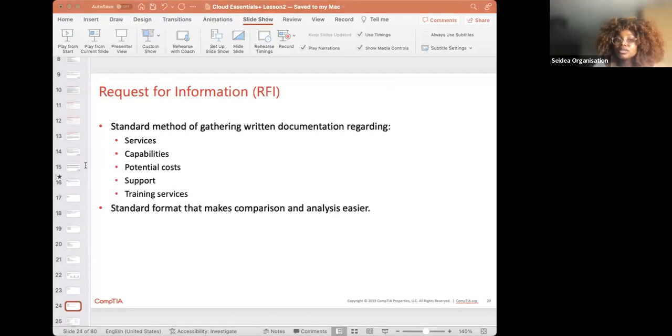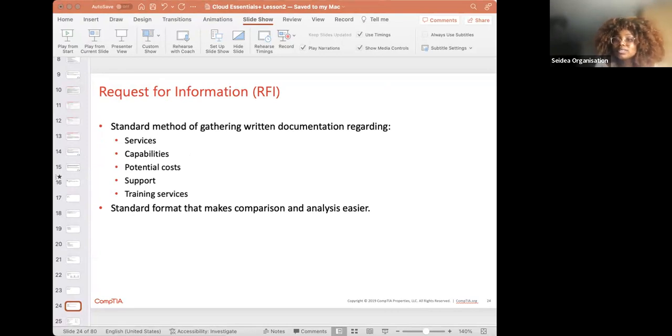So we're starting with requests for information. This is a standard method of gathering written documentation. The purpose of your request for information is to gather basic information from potential vendors about their services and capabilities.